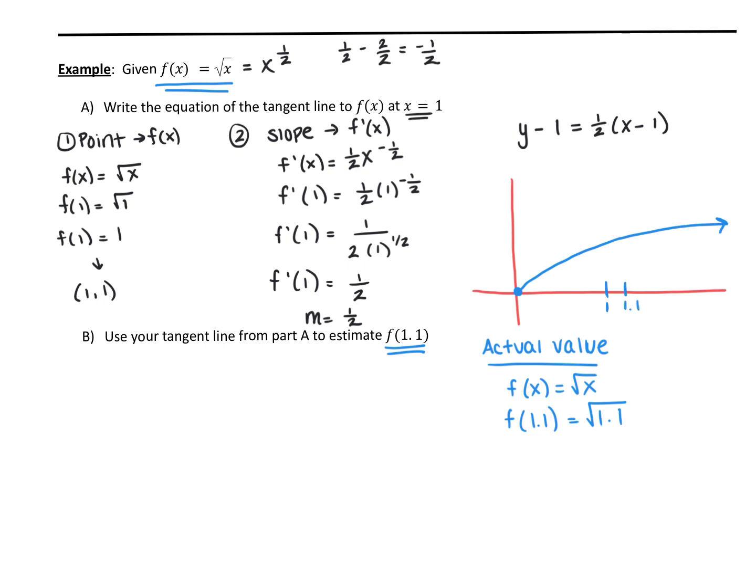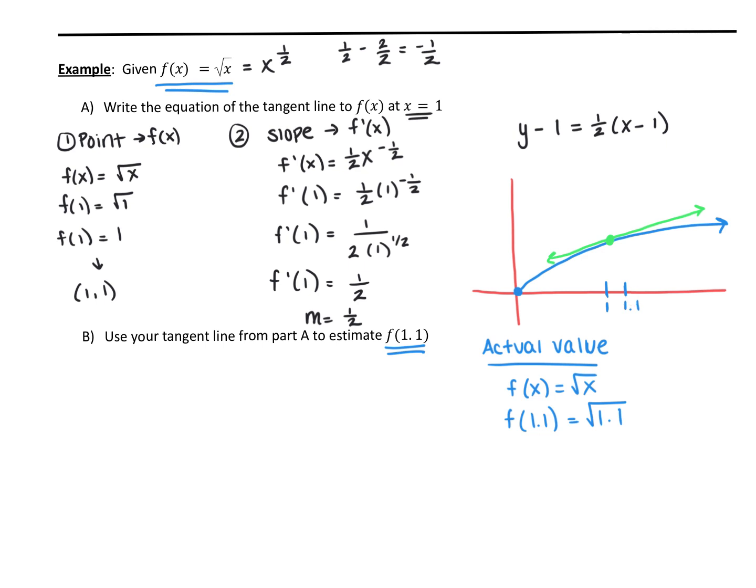We're going to use the tangent line at x equals 1 because that's a whole number really, really close to 1.1, and it'll be easy for us to find the math. So this tangent line at x equals 1 is going to be something like this. That's my tangent line. I'm going to use that to approximate 1.1.